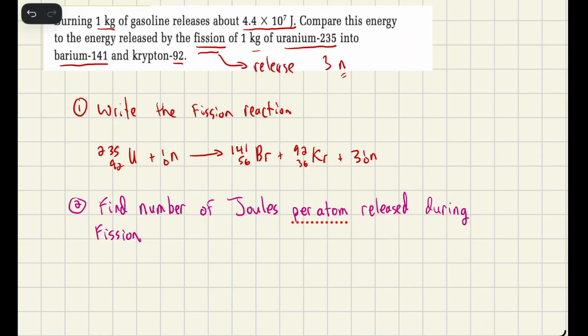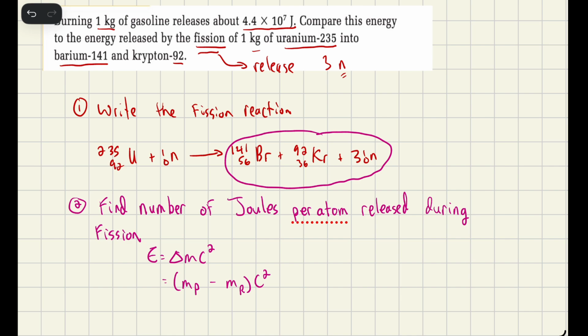The next thing we're going to do is find the number of joules per atom released during the fission of uranium-235 into barium and krypton. To do that, we're going to use this formula, where it's the mass deficit multiplied by the speed of light squared. For our change in mass, it's the mass of the products minus the total mass of the reactants, multiplied by the speed of light. By products, we mean we add all of these masses together, and for reactants, we add all of these masses together.